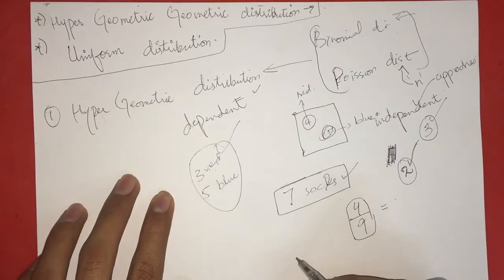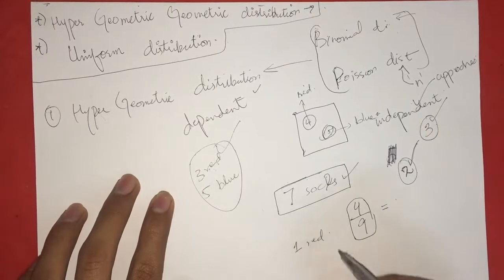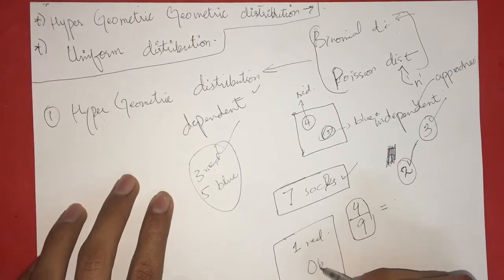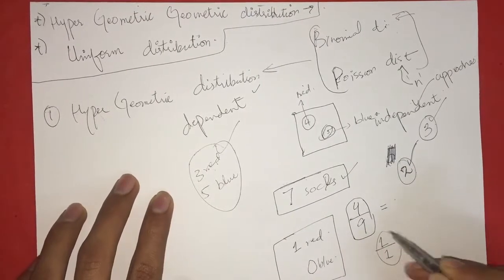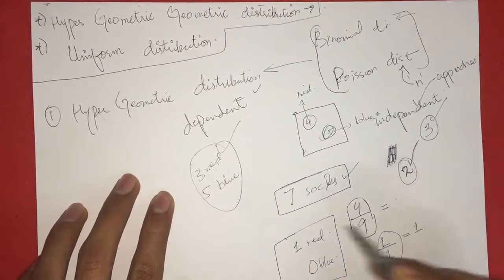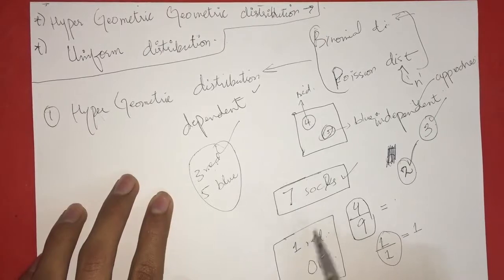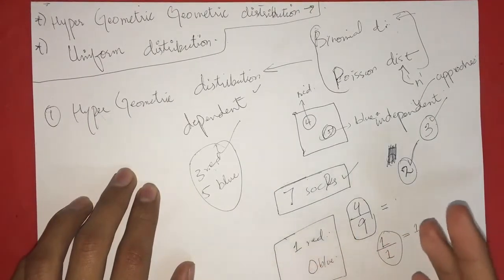Right now in that container we have 1 red sock and 0 blue socks. Now the total probability is 1 divided by 1, and now it is 1. So that means there's a 100% chance of the red sock being in the container, and the red sock being selected.